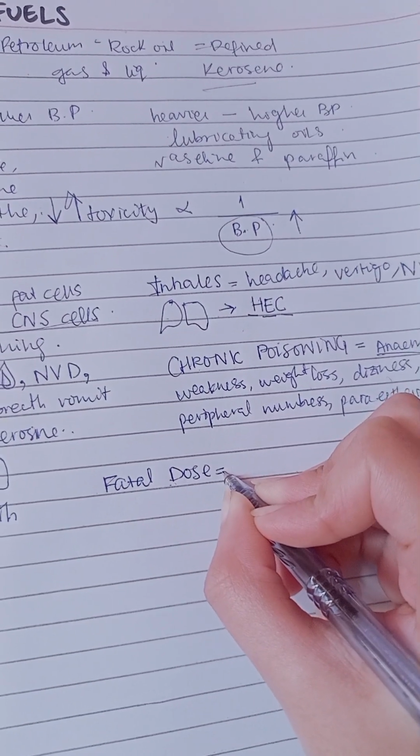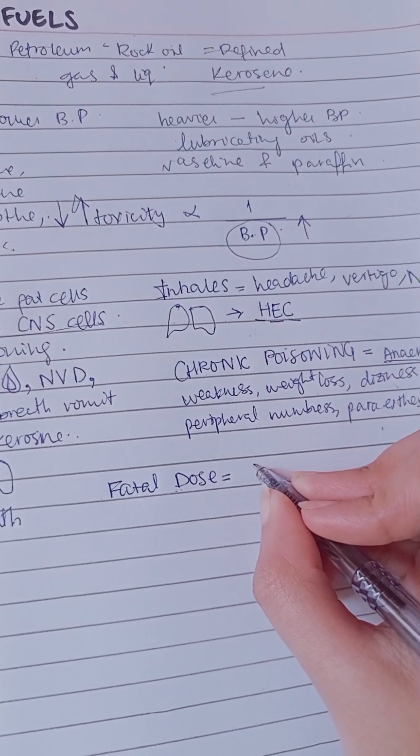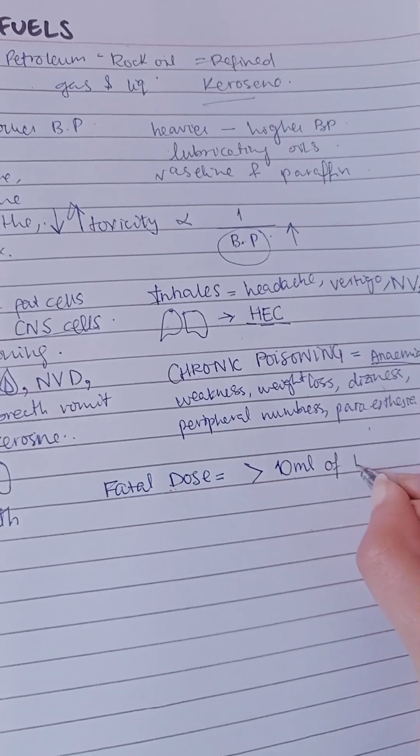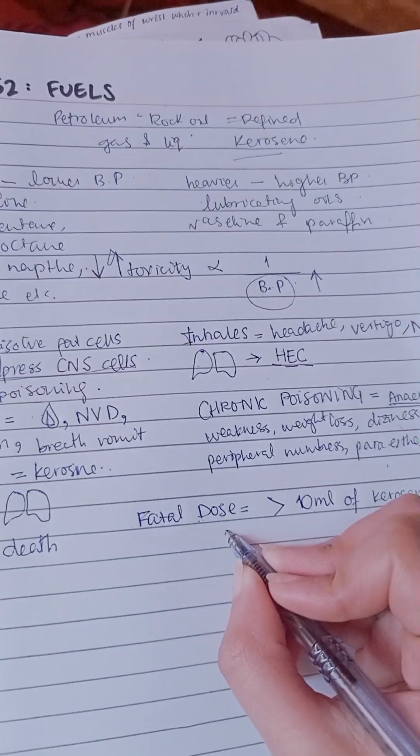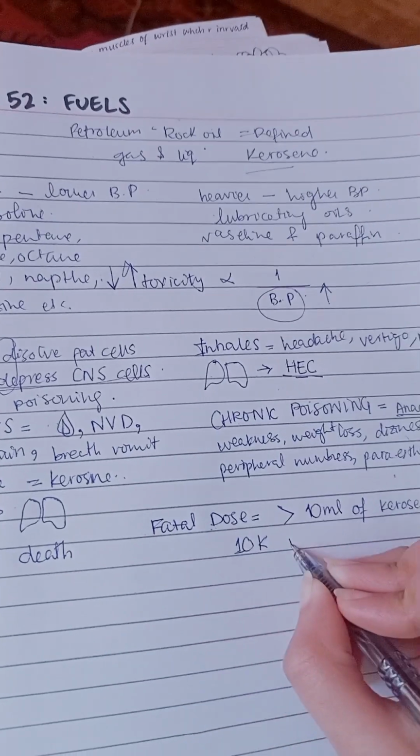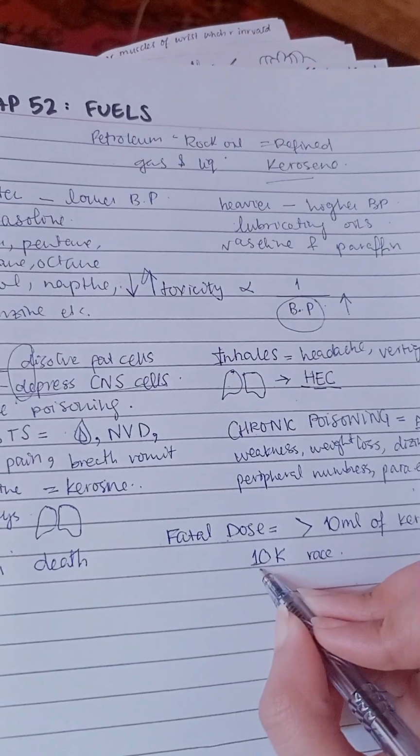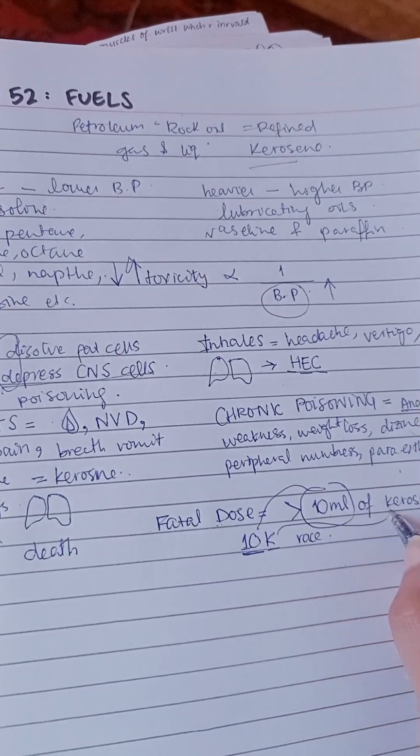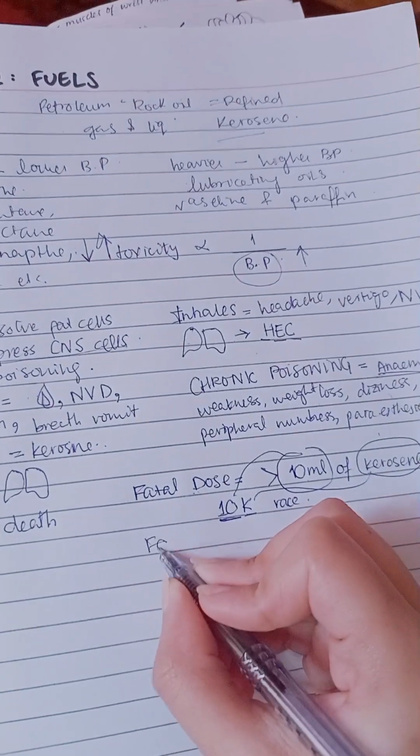The minimum dose of kerosene needed to cause death in a person is more than 10 ml. A tip I use to remember this amount is the term 10K race. A 10K race is a race of 10 kilometers. So 10 is the unit of 10 ml, and K stands for kerosene. I hope that will be helpful.